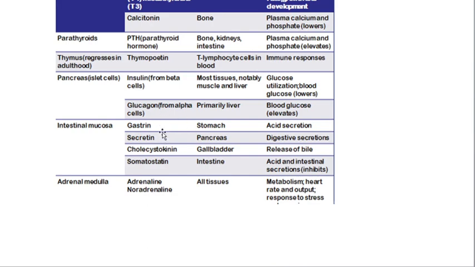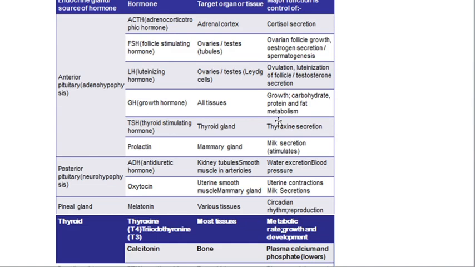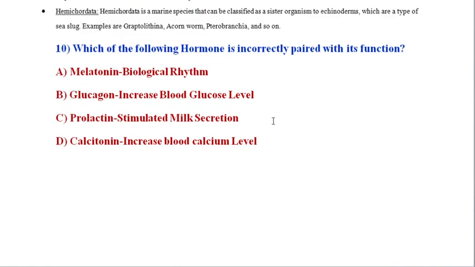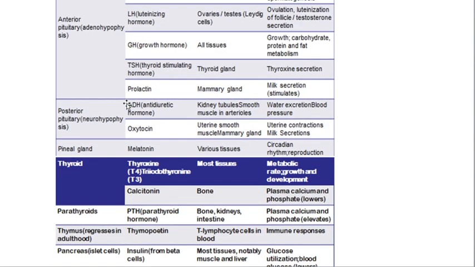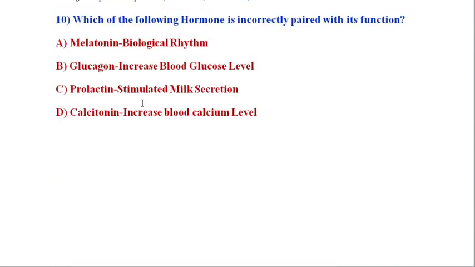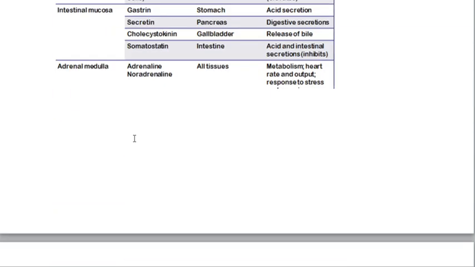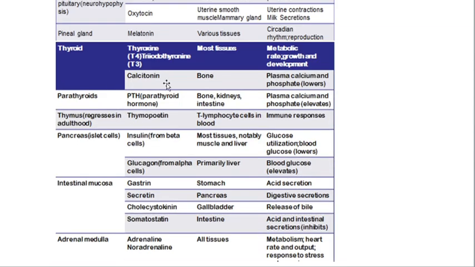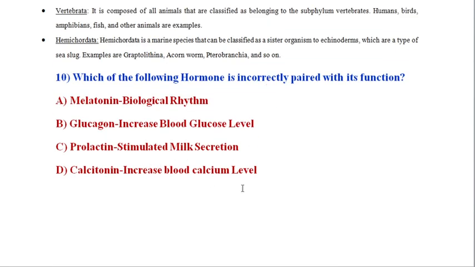Next is glucagon, which is produced from alpha cells of the pancreas, and it increases the blood glucose level. Correct. Next is prolactin. Prolactin is produced by the anterior pituitary and it stimulates milk secretion. It is also a correct option. The last one is calcitonin. Calcitonin is produced from the thyroid gland and it lowers the plasma calcium and phosphate level. But here they had given that it increases the blood plasma calcium level, so this is incorrectly paired.